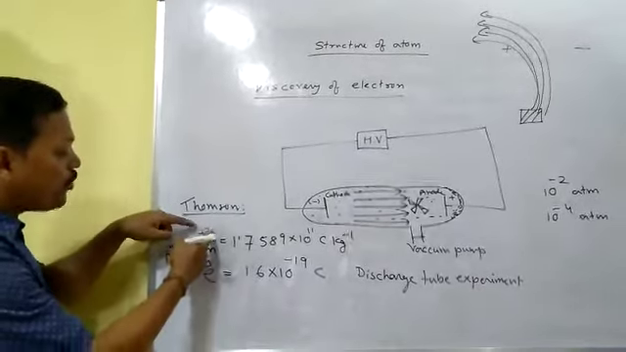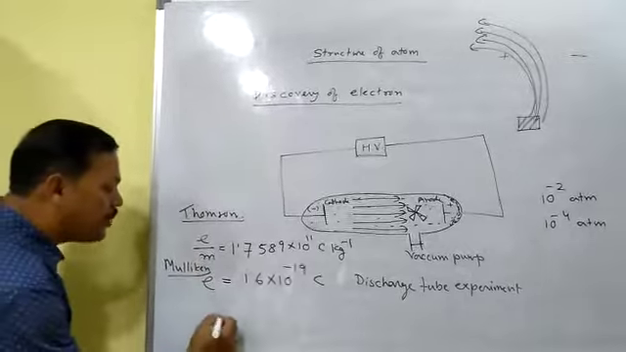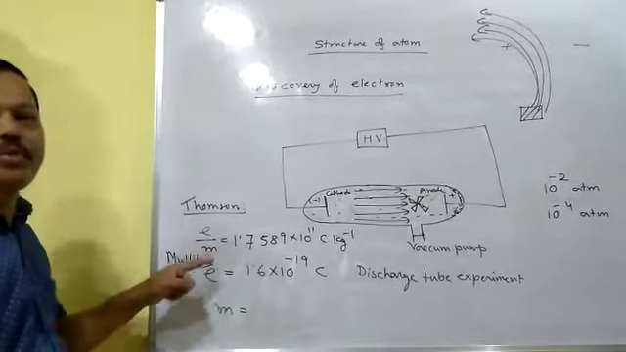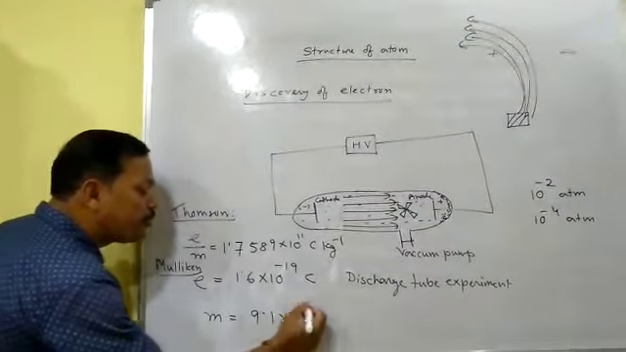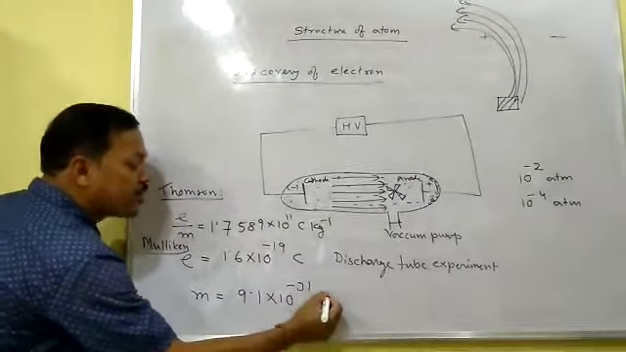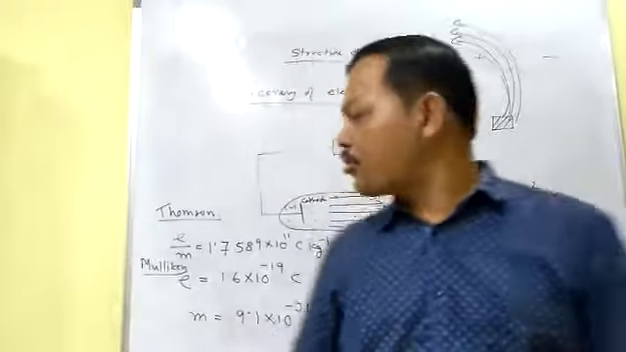So when you know the e by m value, and when you know the e value, then you can find out the m value also. And in this way, when they determined the value of m, I mean the mass of electron, it was found to be 9.1 into 10 to the power minus 31 kg. So in this way, the mass of electron was discovered. Actually, the mass of electron was not discovered directly.